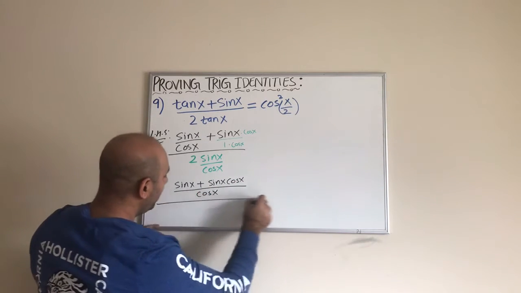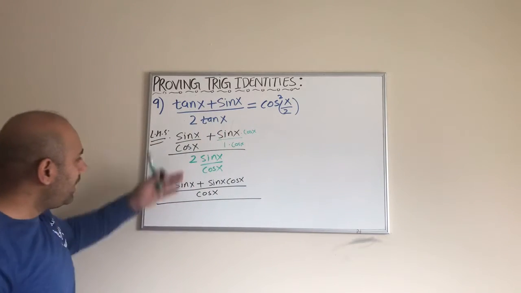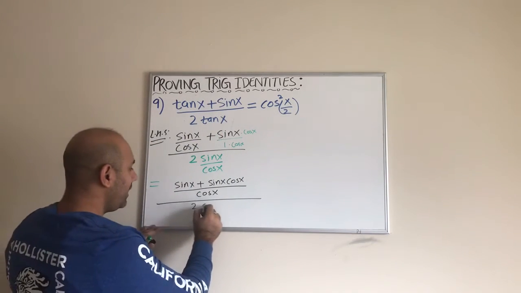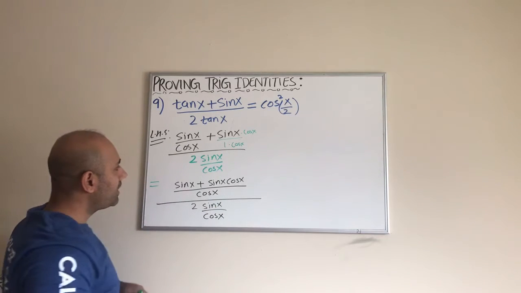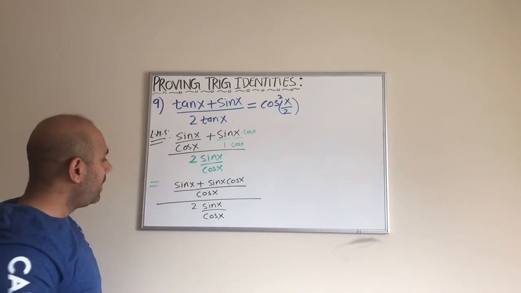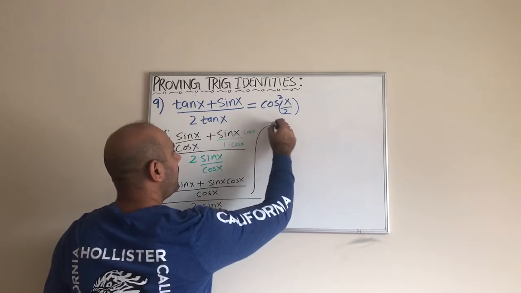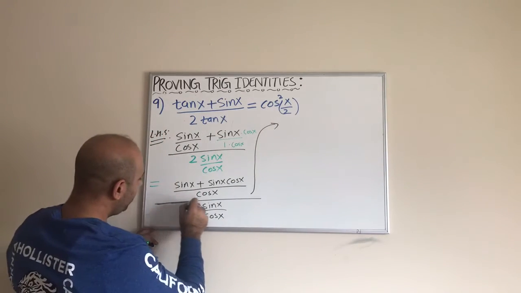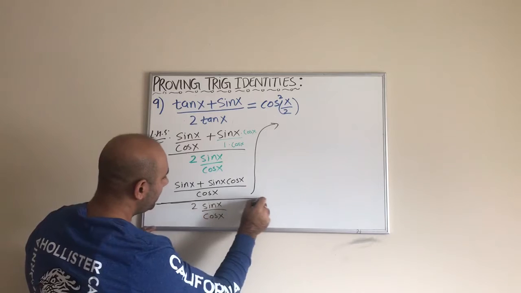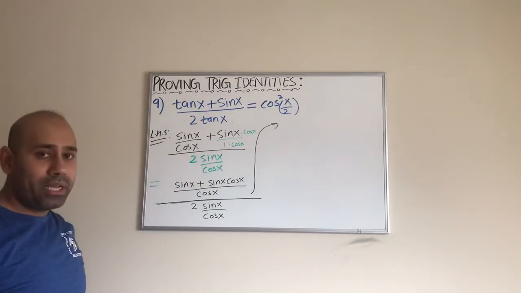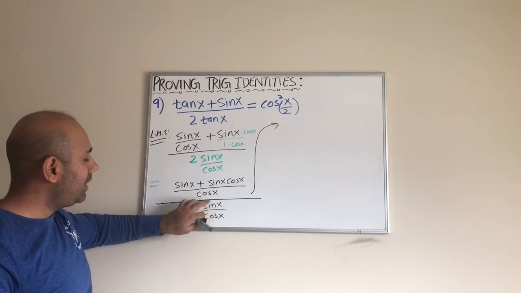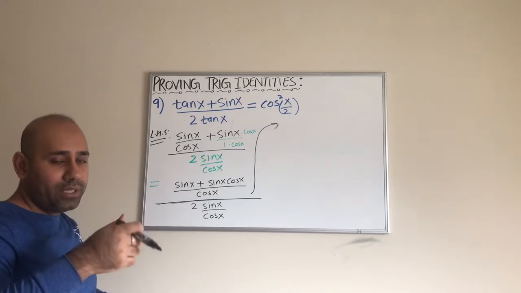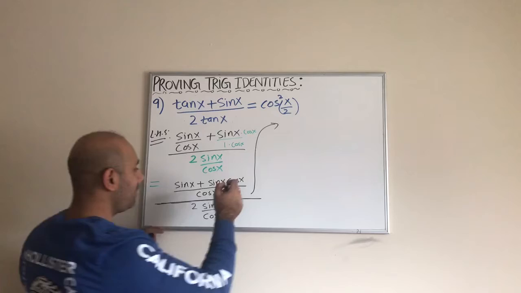divided by just the cosine x. That is the ratio in the numerator. And the denominator, we're just going to rewrite the ratio 2 sine x over cosine x, because there's nothing much we can do here. Now from here, we want to convert this division to a multiplication. And when it changes to a multiplication, these two are going to flip. So let's see what happens when we do that.